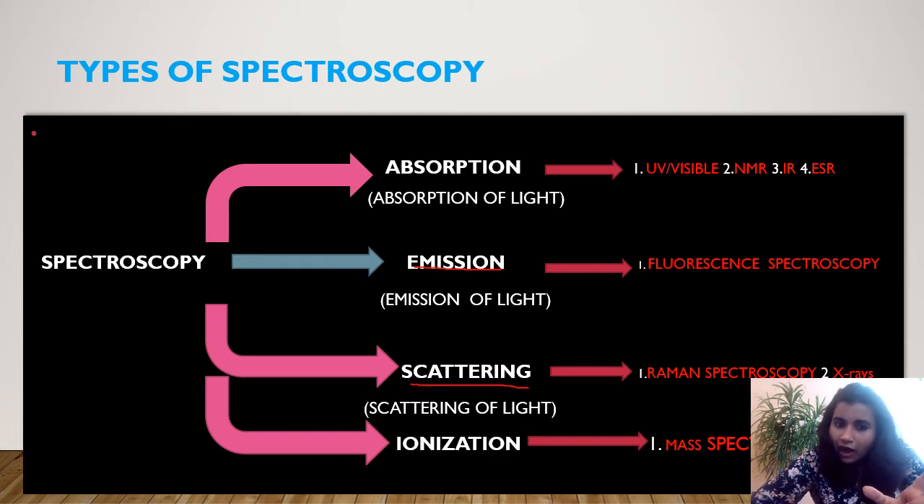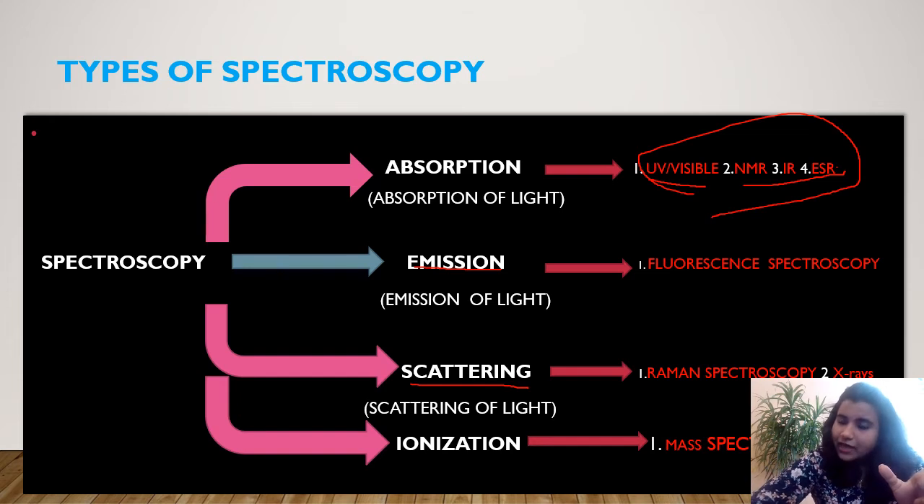Clear? Now if we talk about absorption, then they absorb light. Clear? And on that basis, the spectroscopies that show absorption are UV-visible, NMR, IR and ESR. So if a question comes in the exam, what are the spectroscopies that are based on absorption, then it must be UV, visible, ESR, that is electron spin resonance, infrared spectroscopy and nuclear magnetic resonance. So these spectroscopies depend on absorption, right?